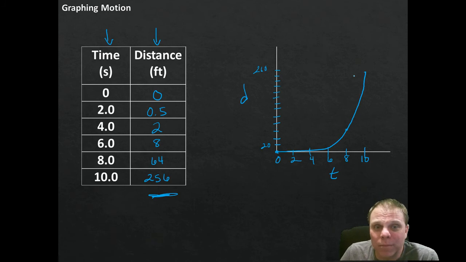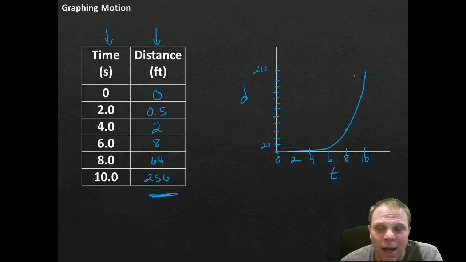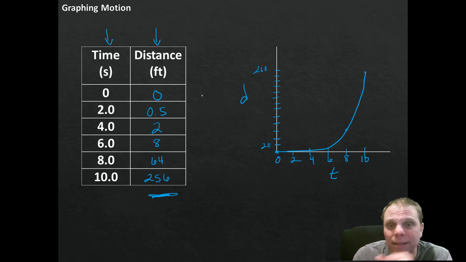If I were graphing motion that was accelerating, you can see how my curve continues to change. We'll talk more about acceleration later, but what I want you to see is that this is different than a consistent distance changing.